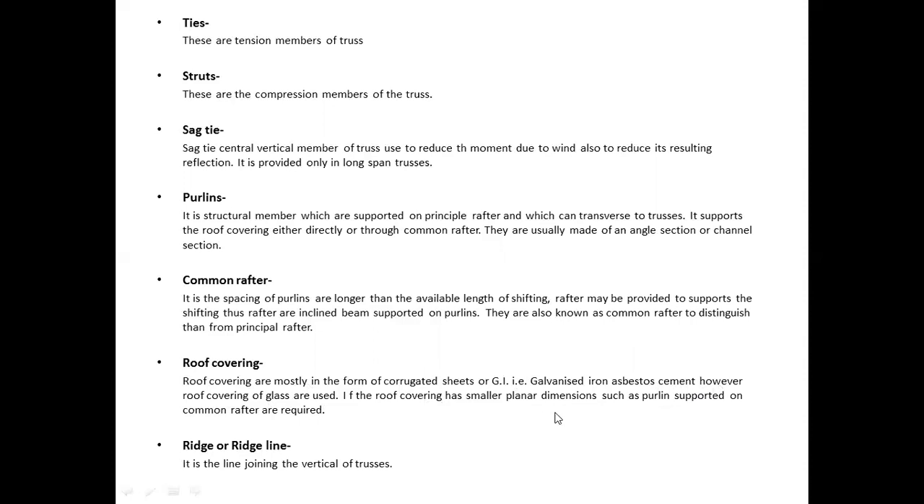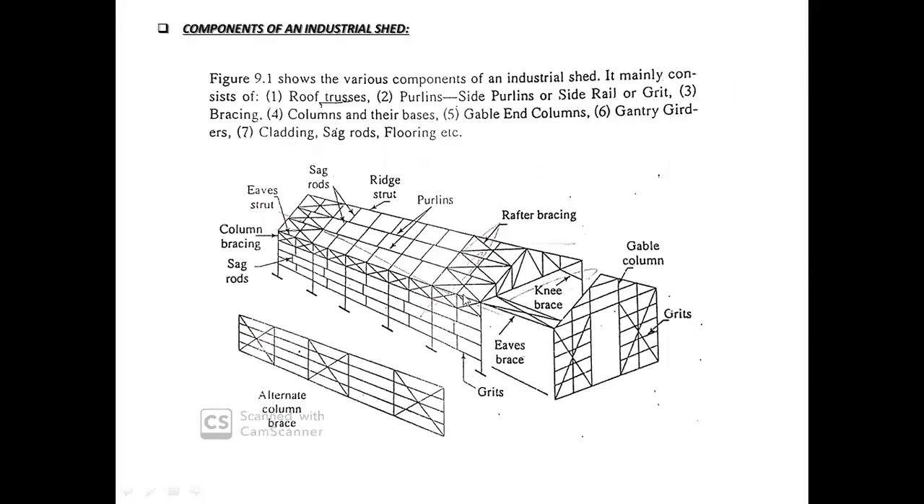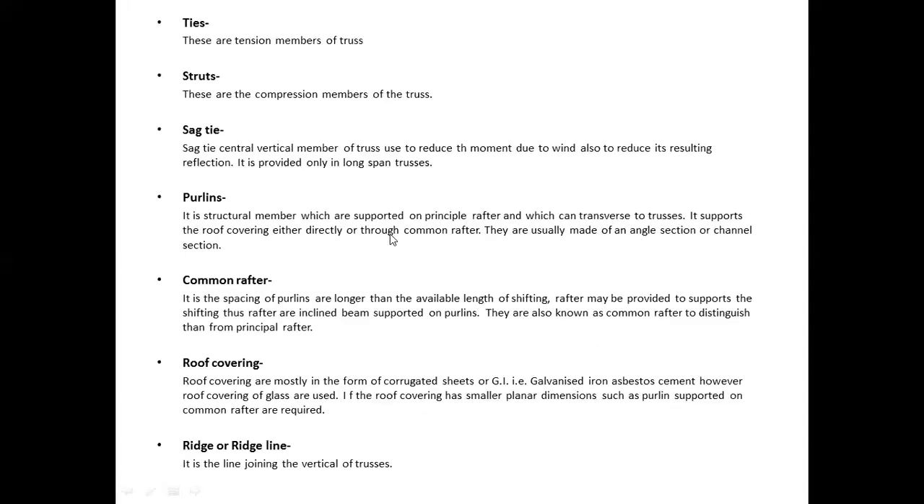If the roof covering has smaller planar dimensions, purlins supported on common rafters are required. Ridge or ridge line, it is the line joining the vertices of trusses. Then eaves. The bottom edge of the inclined roof is called eaves. So this is the eaves. This is the eave line. Okay. Bottom line of the truss.